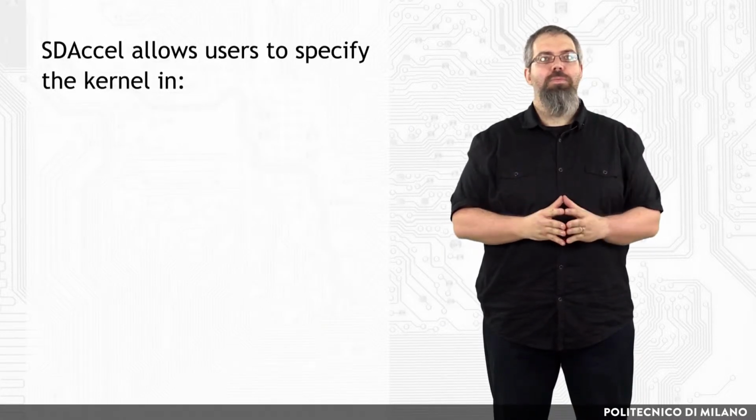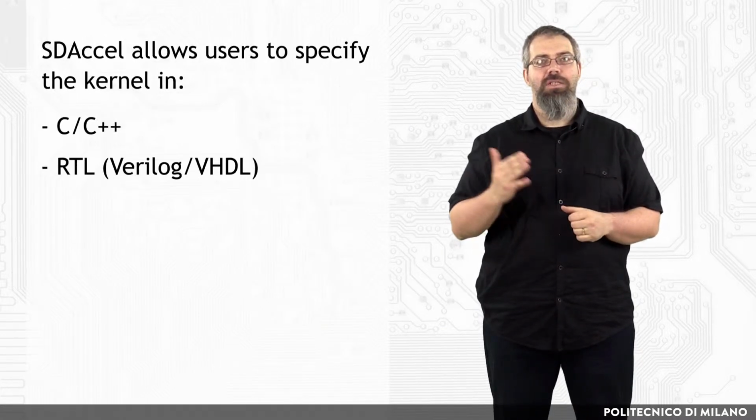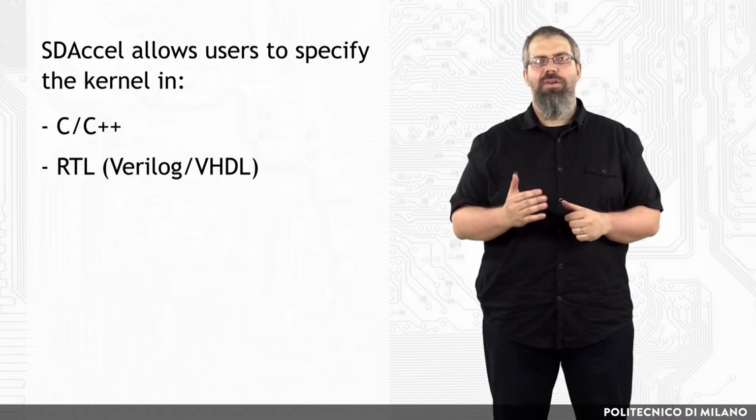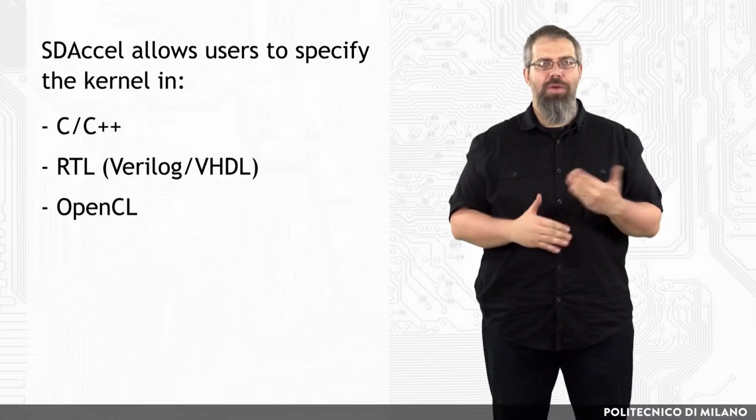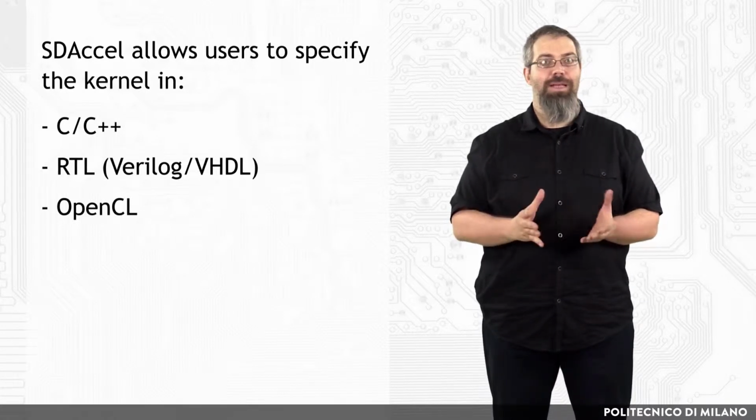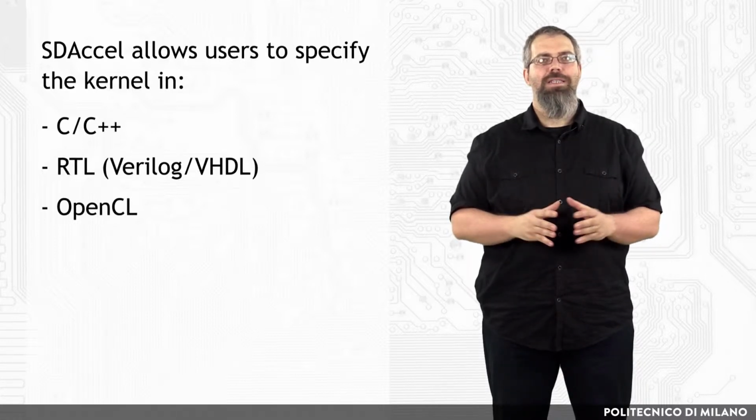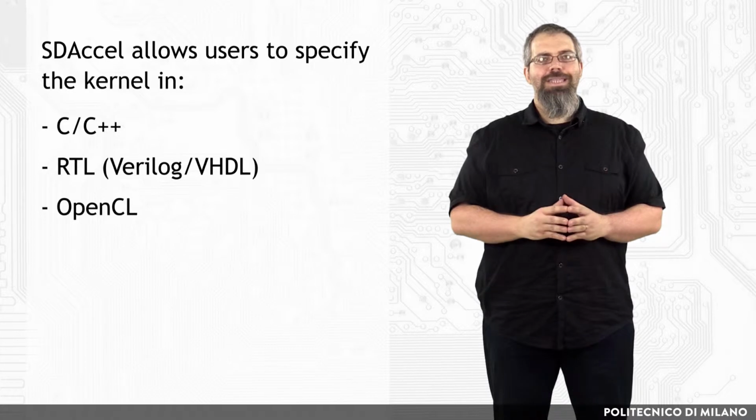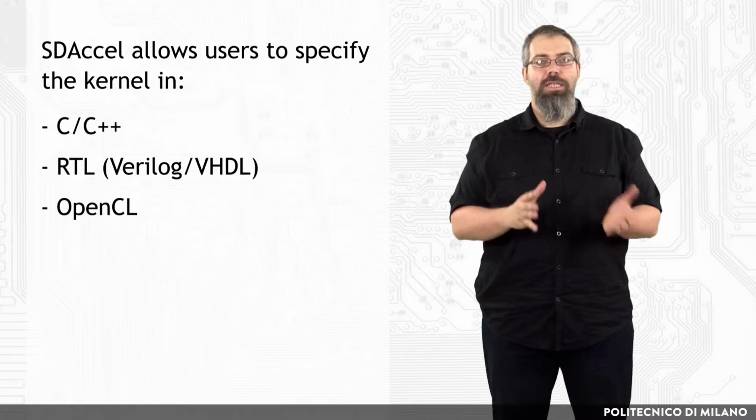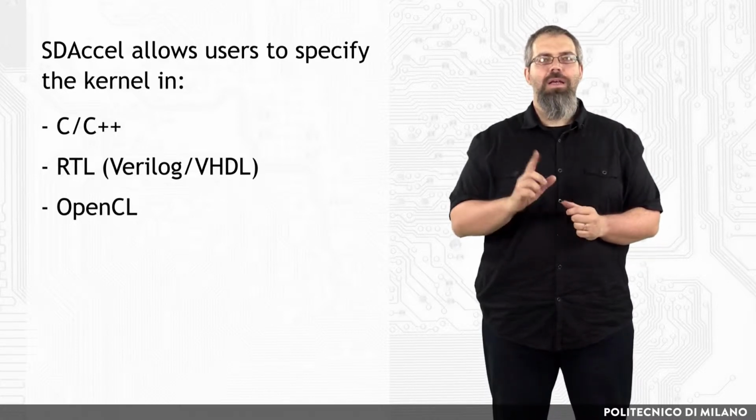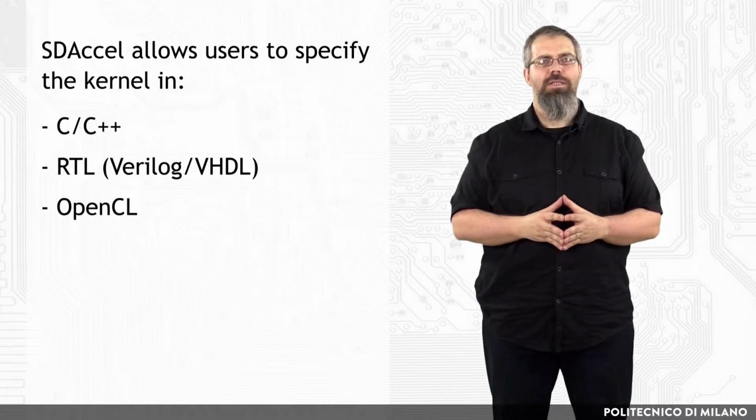The SDx toolchain allows the user to specify the computational kernel to accelerate on an FPGA in different ways. As we know, SDx supports kernels written in C, C++, Register Transfer Level or RTL, like Verilog and VHDL, and OpenCL. While C, C++ and RTL were already supported in Vivado HLS and Vivado, respectively, OpenCL is a prerogative of the SDx toolchain. This addition widens the range of possibilities to develop a kernel for FPGA, as well as the final users. The rationale behind this choice is therefore quite simple.